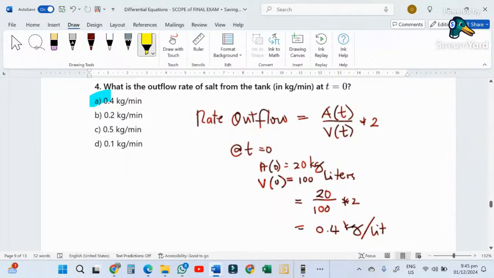Number 4, what is the outflow rate of salt from the tank? This time the outflow is A of t over V of t times 2. When t is equal to 0, your A of 0 is 20, that's the initial, and V of 0 is 100 liters. So using the ratio A of t over V of t, 20 over 100 will be 0.2, and then double it. Where did I get the 2?